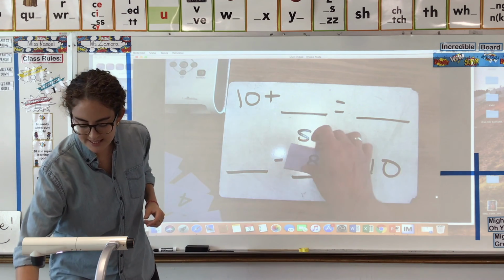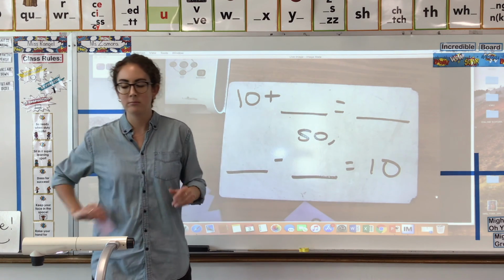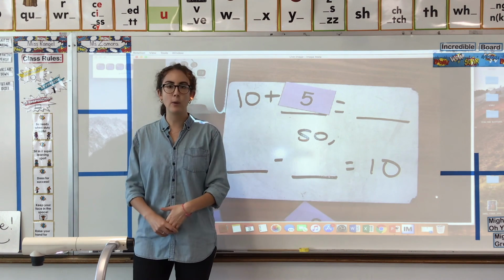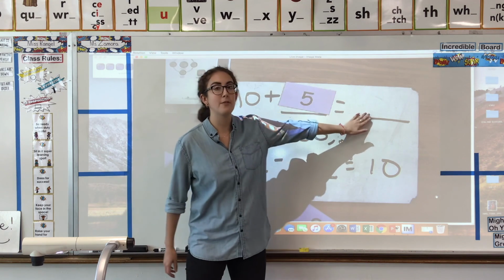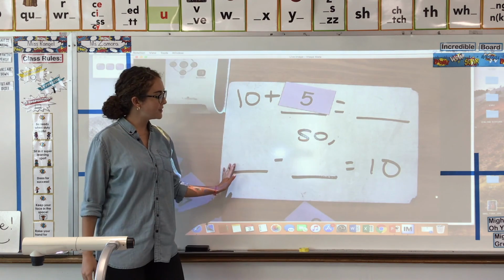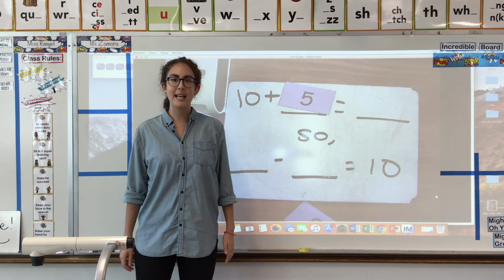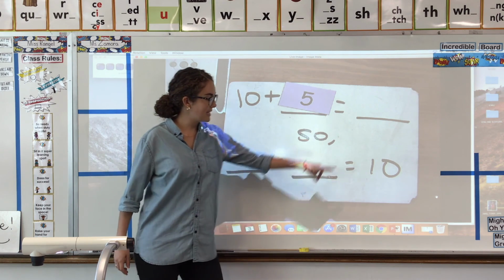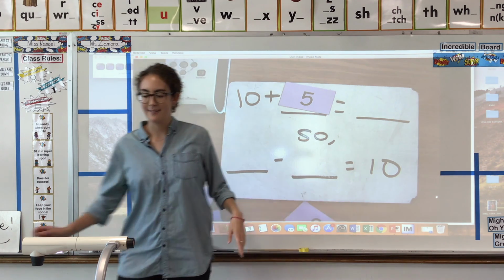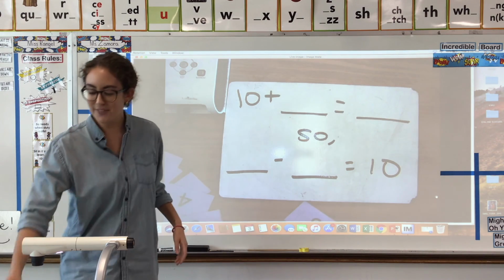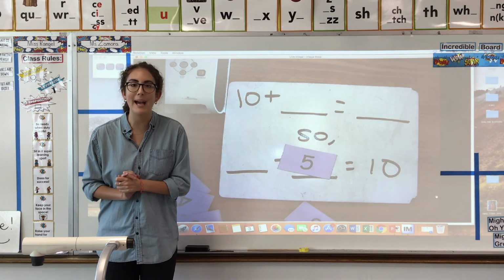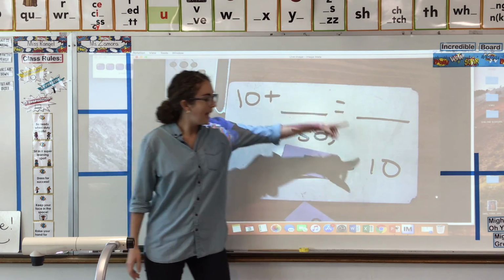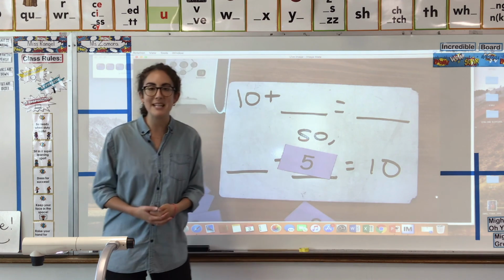Okay, what about this set of problems? What is 10 plus 5? What's 10 plus 5? 1 ten, 5 ones. That is 15. So 15 minus what is going to get us back to 10? If we have 1 ten and 5 ones, what are we going to take away to leave us with 10 again? 15 minus 5 is going to get us back to 10, because we're going to take away the ones that we originally added, and we will be left with the 1 ten that we need in the end.